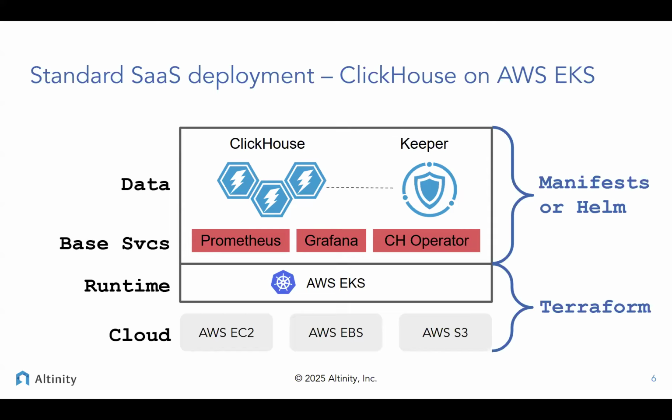On top of running in Kubernetes itself, you'll have some base services such as Prometheus and Grafana to help do your monitoring or observability, and the ClickHouse operator to manage ClickHouse itself. And then you'll have your ClickHouse processes and Keeper, which we'll talk about in a little bit. It's necessary to coordinate replication. And you will manage the software using things like Terraform.